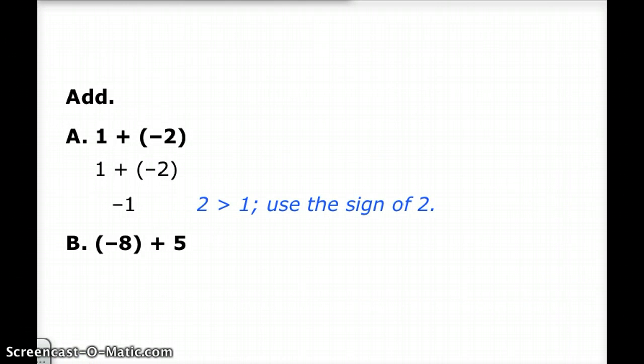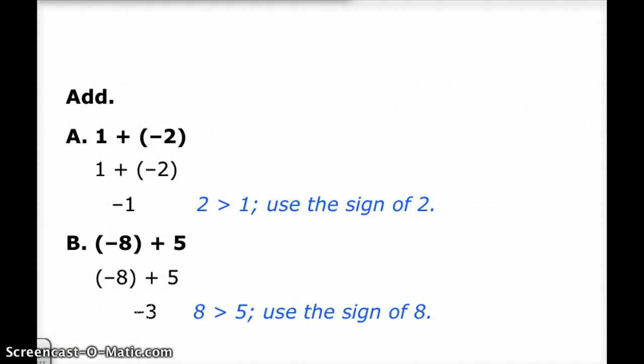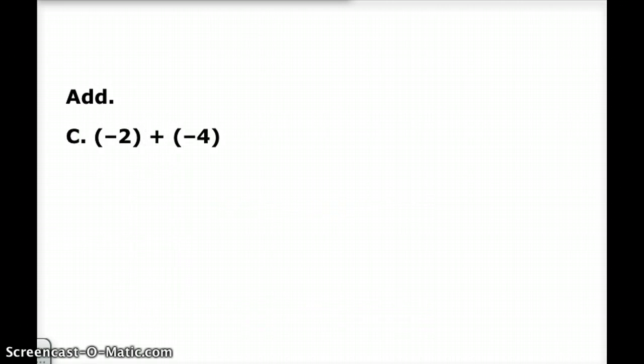If we look at example B, I know that 8 has the greater absolute value. Since that's the negative number, that will be my sign. So then I find the difference between 8 and 5, which is 3, giving me an answer of negative 3. Example C, I have two negative numbers. It's just like adding 2 plus 4, only I need to make sure that this time I have the negative with it, as it's a negative 6.